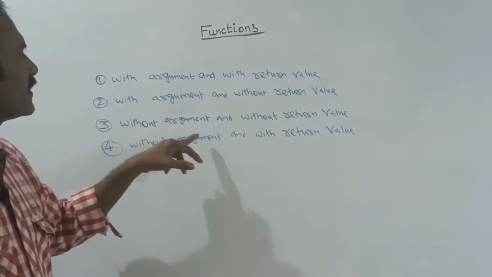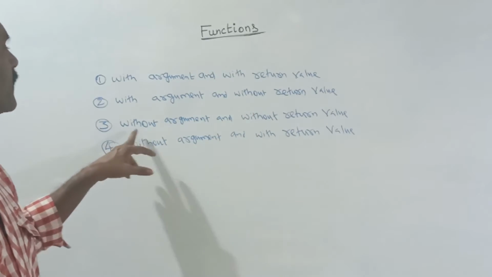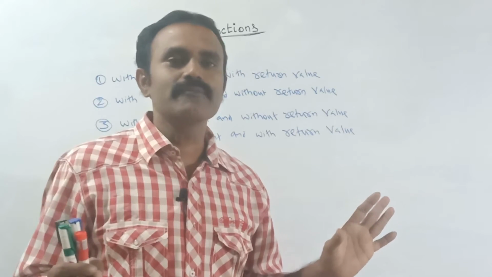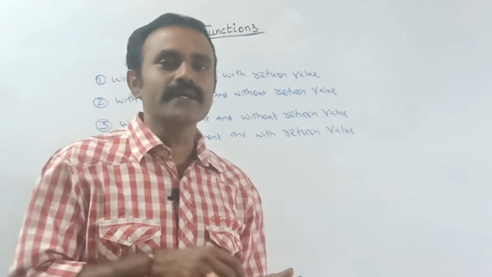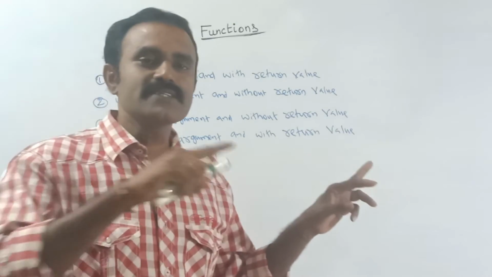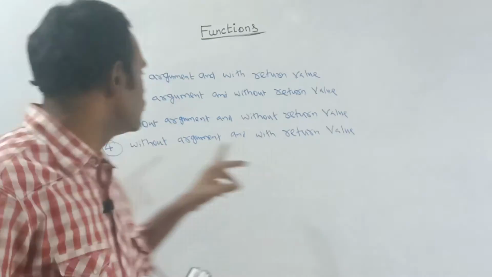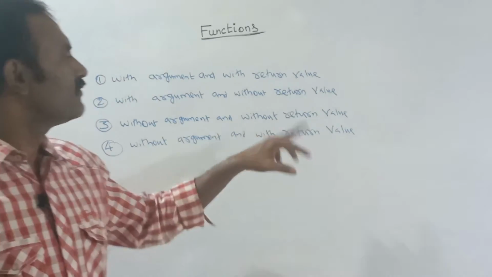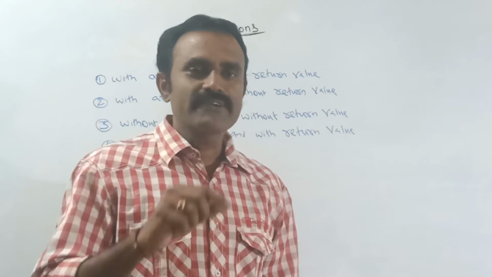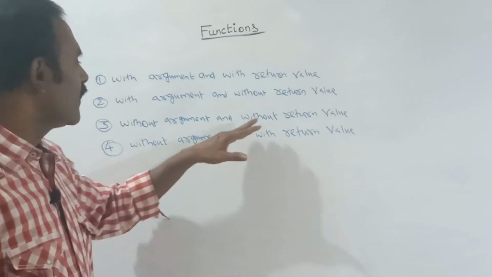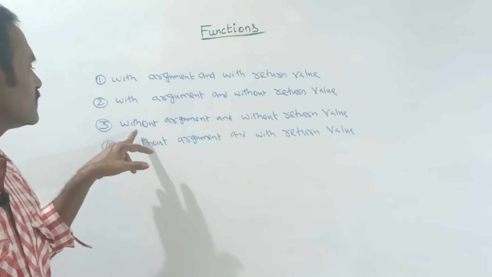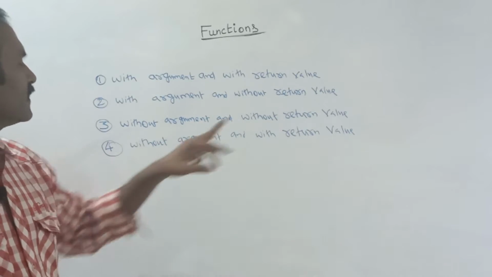So next, without argument and without return value. Here, in the argument list after the function name, there will not be any arguments. The argument list will be empty. We have already seen, first the function name, then within the parenthesis we are not going to pass any argument. Without return value means we should declare that user defined function as void. Here it is void, function name, and within the parenthesis no argument is passed. This type of function is without argument and without return value.